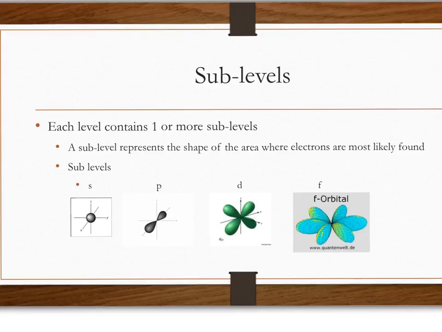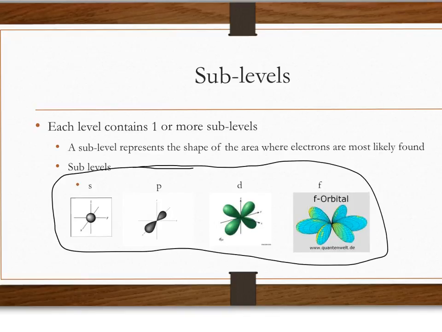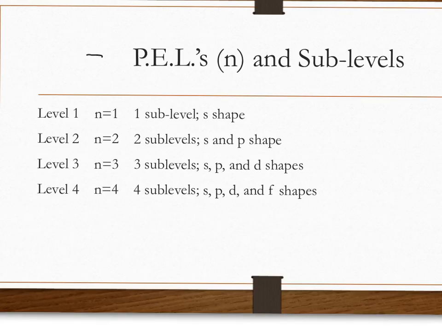All right, within each PEL, within each level, there are one or more sublevels. They're divided up. Sublevels represent the shape of the area where those electrons are most likely to be found, most likely to be hanging out. There are 4 different sublevels, and they're represented by letters. So this would be our next quantum number. You have S, P, D, or F as the 4 sublevels that we have. Let's talk a little bit more about those. Well, let's talk about the connection between PELs and sublevels.